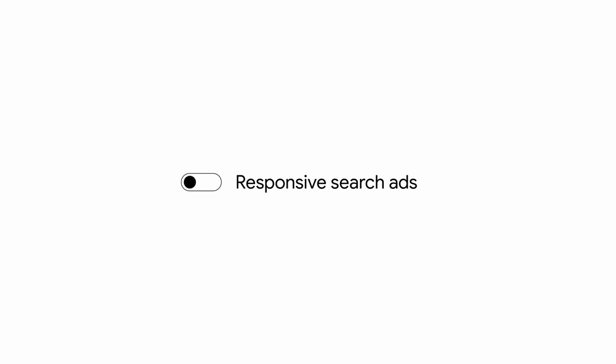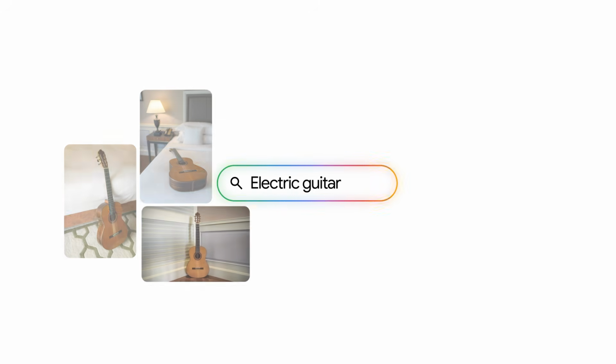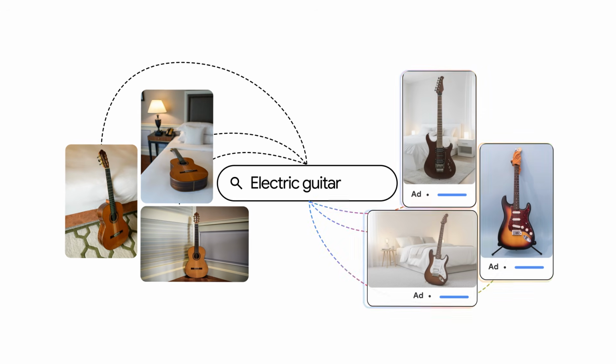Responsive search ads use Google's AI to create effective ads for users based on their search behavior. Google's AI takes relevant assets you have submitted and uses them to make search ads that respond to a user.